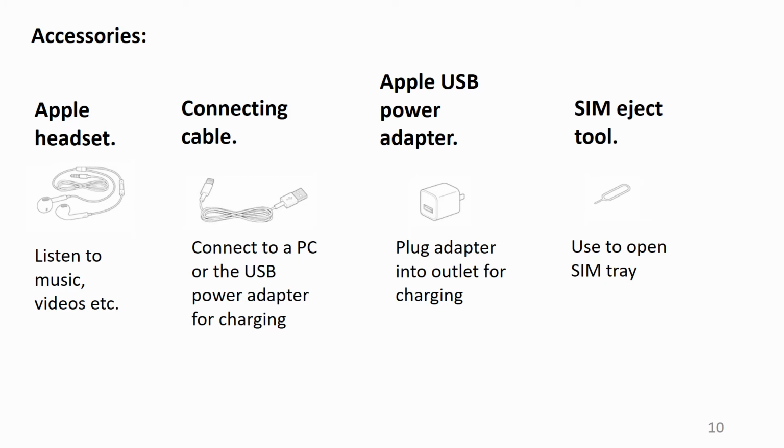Accessories: Apple headset, listen to music, videos, etc. Connecting cable, connect to a PC or the USB power adapter for charging. Apple USB power adapter, plug adapter into an outlet for charging. SIM eject tool, used to open SIM tray.